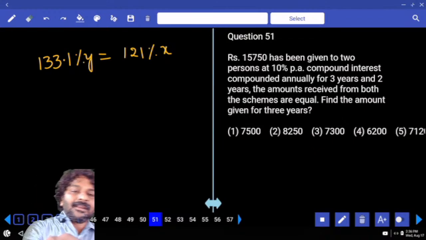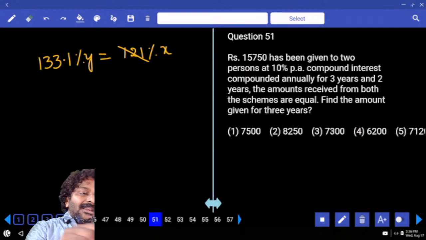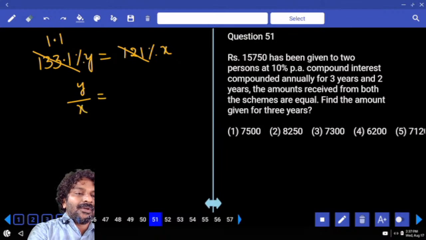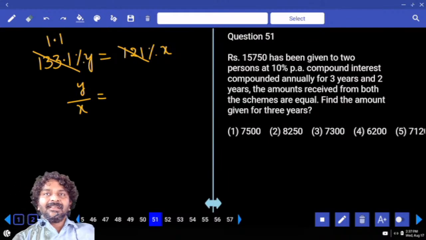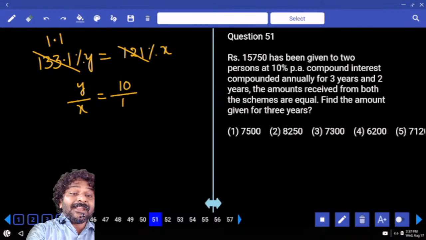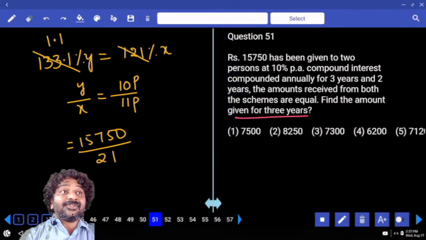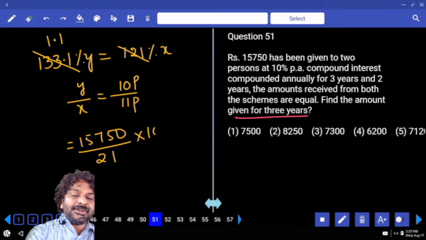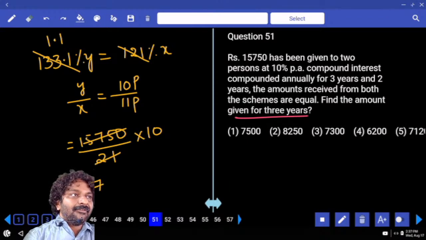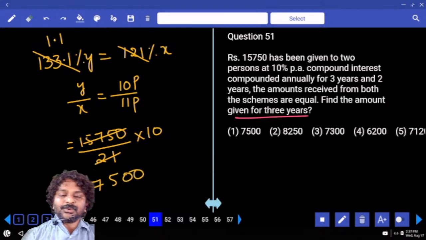Got this? Right. Now 121 times X equals 133.1 times Y, cancelling gives 1.1 times. From this, Y by X is equal to 1.1, which can be treated as 11 by 10. If 11 by 10 goes to the other side, it becomes 10 by 11 only. So Y is 10 parts, X is 11 parts, total 15,750 is divided into 21 parts. Our question is about amount given for 3 years, which is Y only. Y is 10 parts, that is equal to 15,750 divided by 21 into 10. Is this okay? Come on. 7 times 147. 105 we have. 5 times and then 2 zeros.